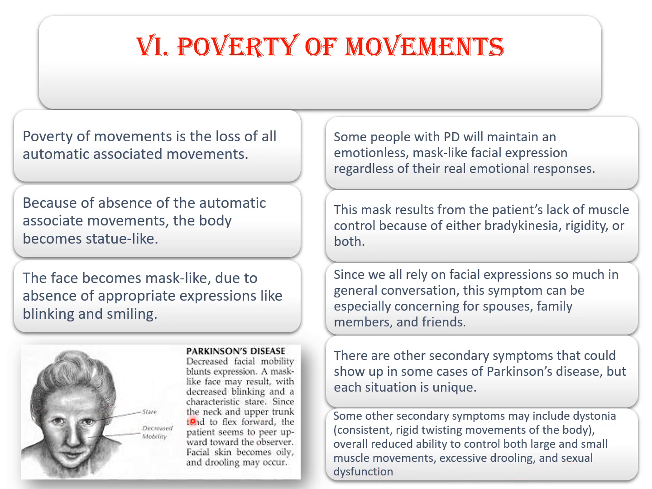So in Parkinson's disease, there is a decreased facial mobility. In this phase, there is a decreased facial mobility, blunt expression, and a mask-like face may result with decreased blinking, and that is a characteristic stare. Since the neck and upper trunk tend to flex forward and the patient seems to peer upward towards the observer, facial skin becomes oily and drooling may occur. So this is a lack of facial expression and there is a staring of the eyes.